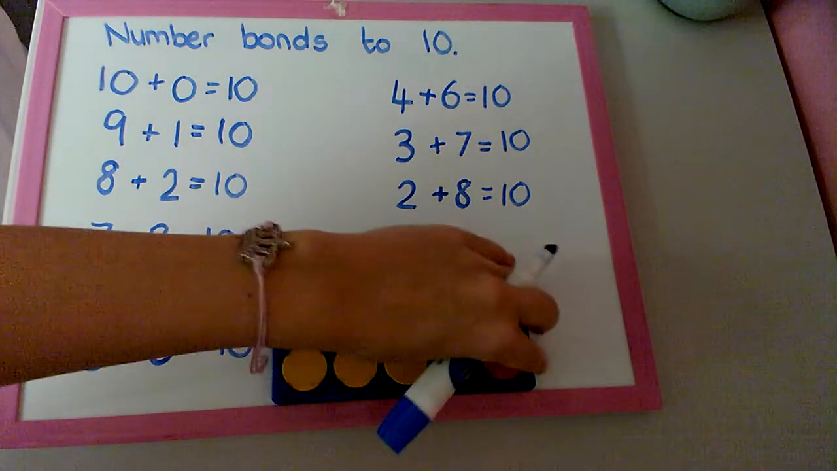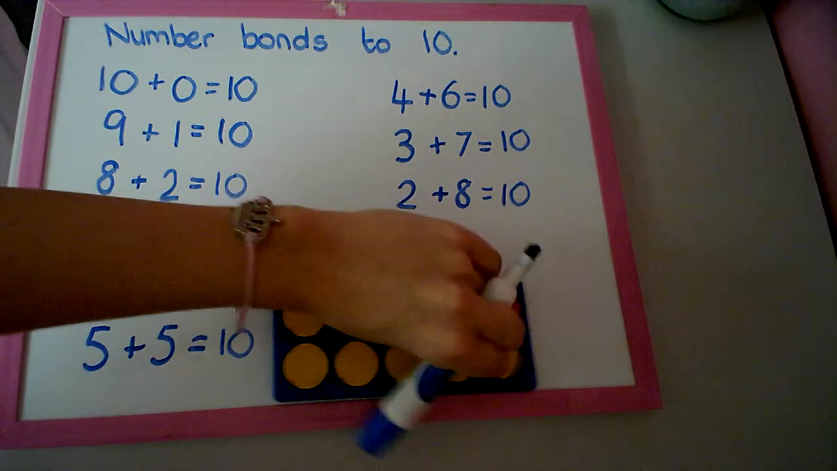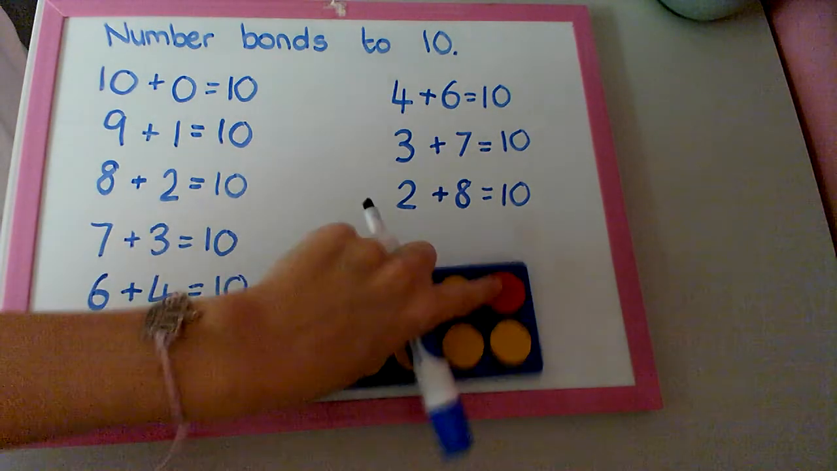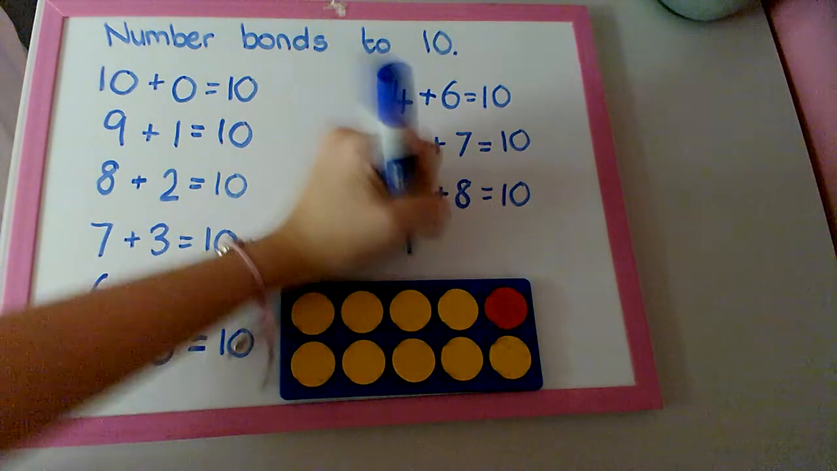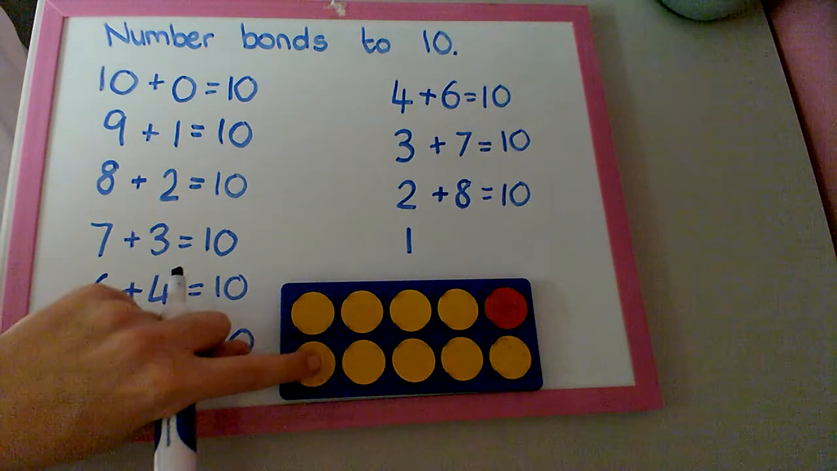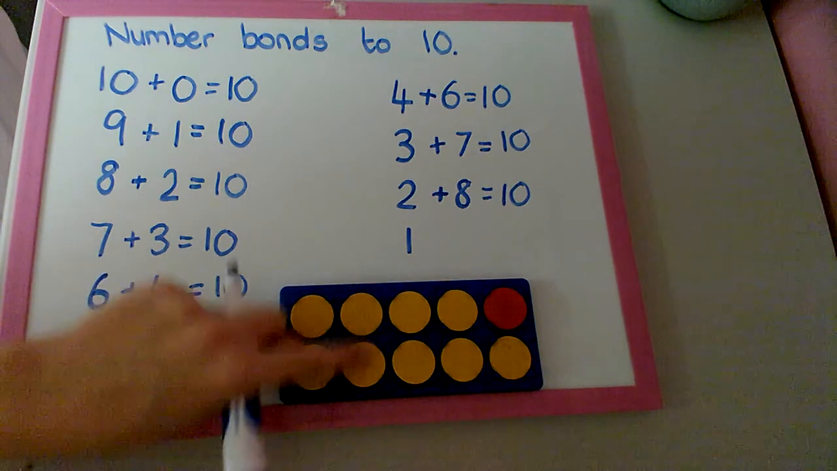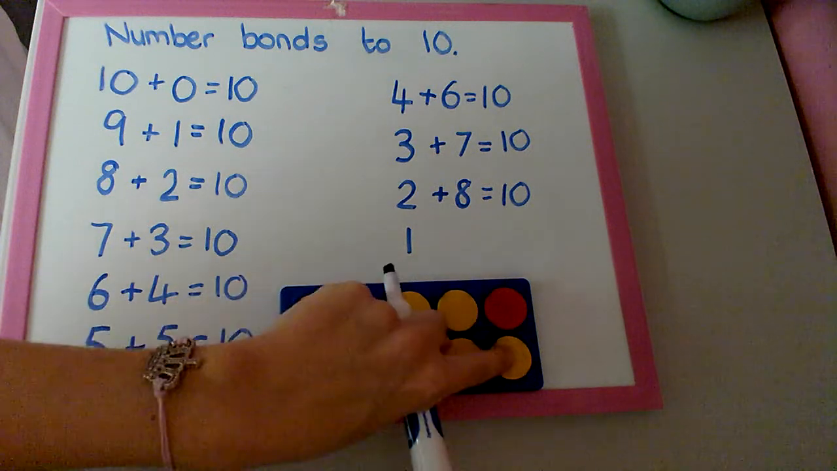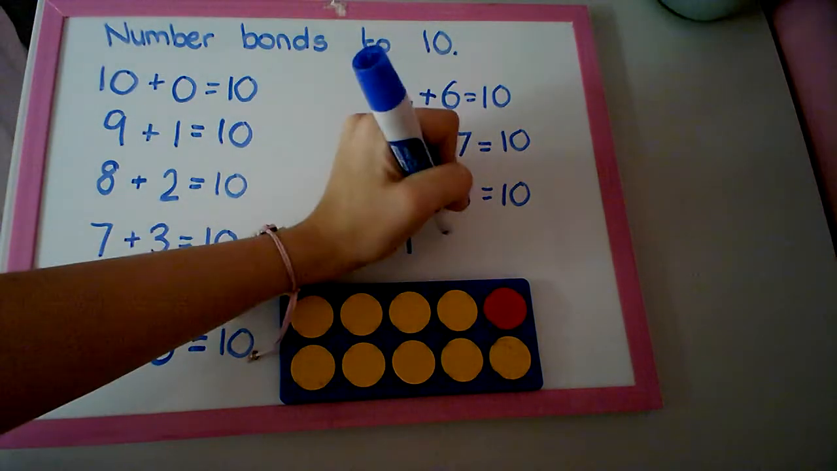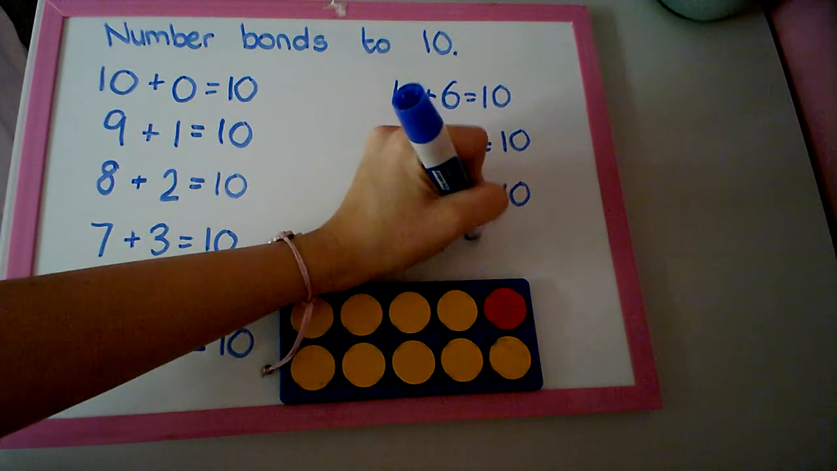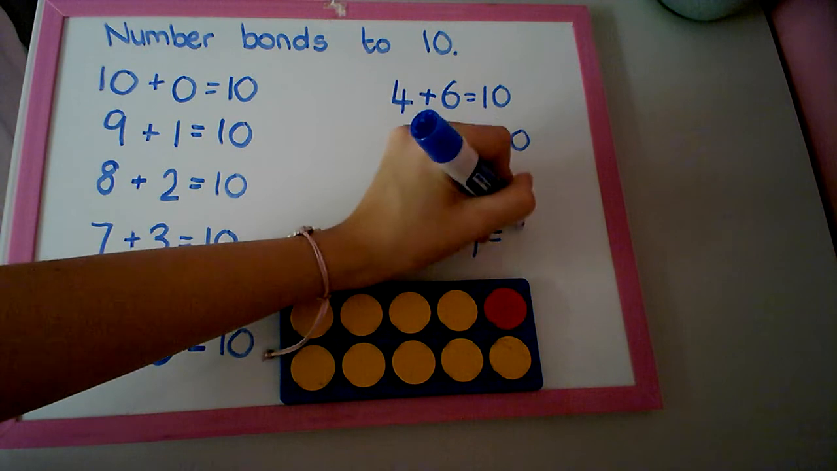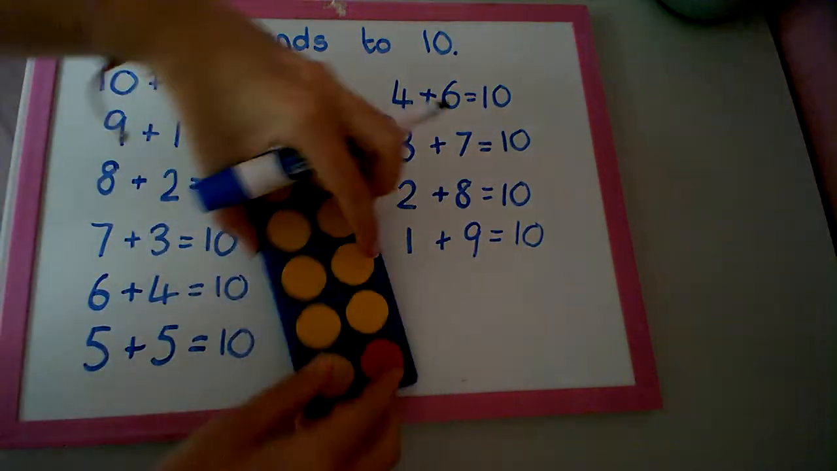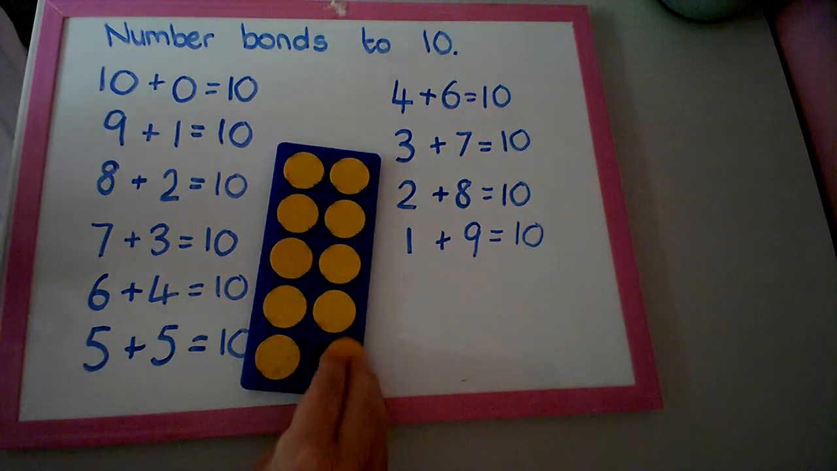I'm going to turn another red counter around now. How many red counters can you see? 1. So I have 1 red counter, and how many yellow? 1, 2, 3, 4, 5, 6, 7, 8, 9. So 1 add 9 equals 10. Or we've got 1 last red counter left. So let's turn that around.